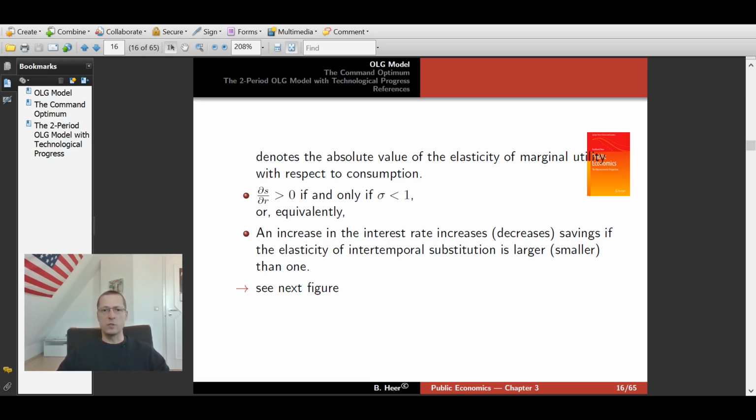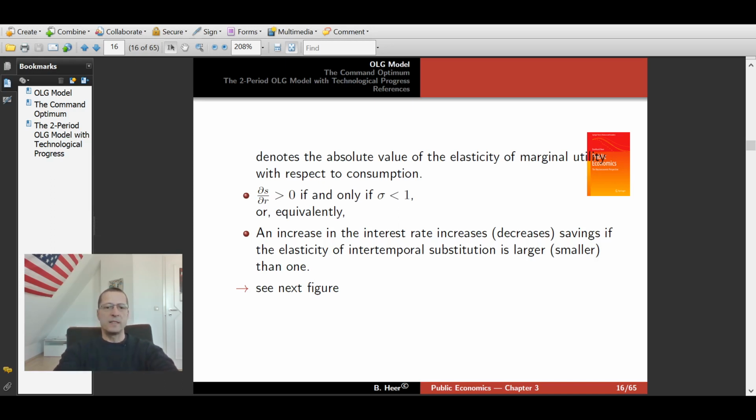So in chapter 2 in the appendix, I show you in my book that if we have second period income, then this result does not hold anymore. So then even for intertemporal elasticities smaller than 1, an increase in the interest rate can still result in higher savings. But for the simple model that we look at right now, this result will hold.